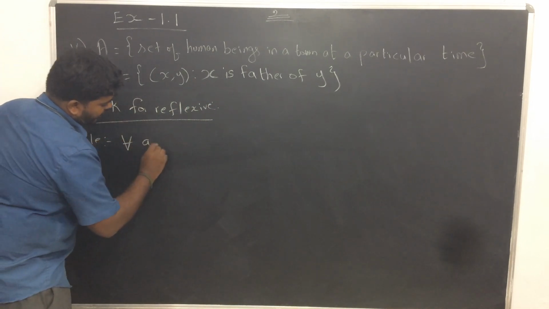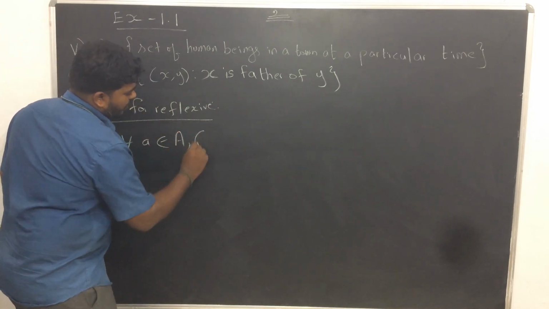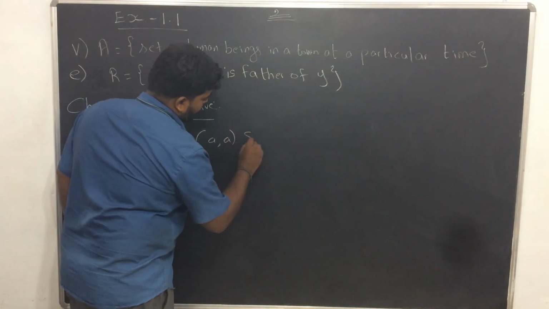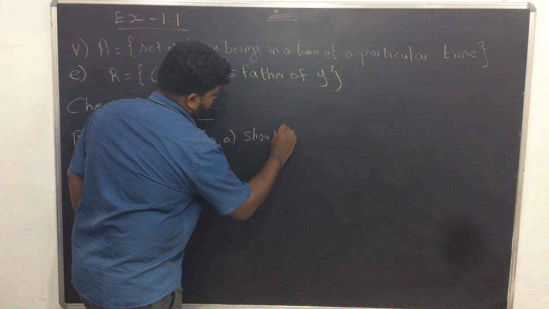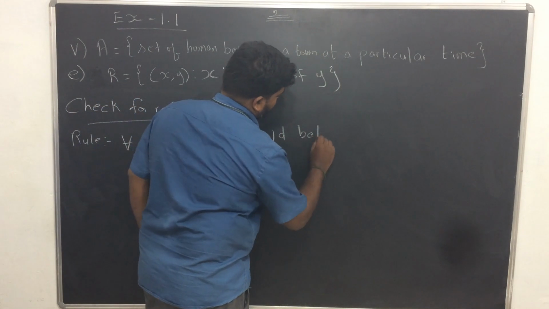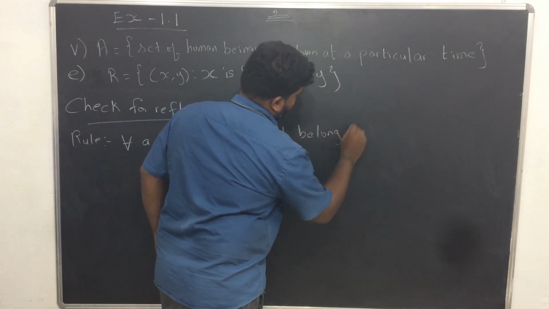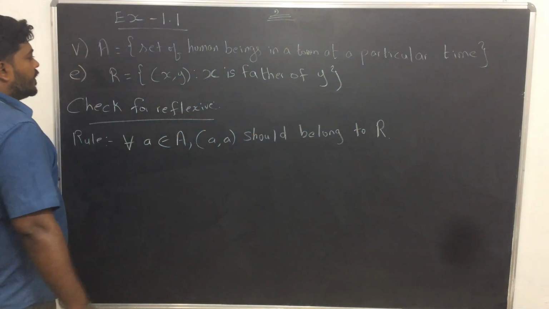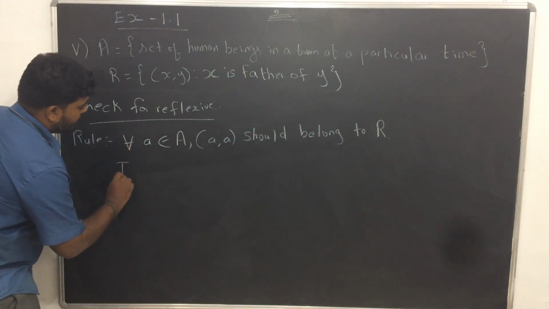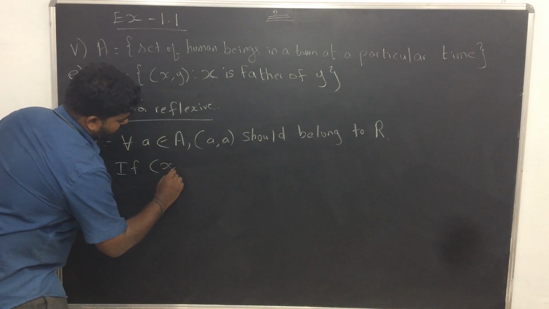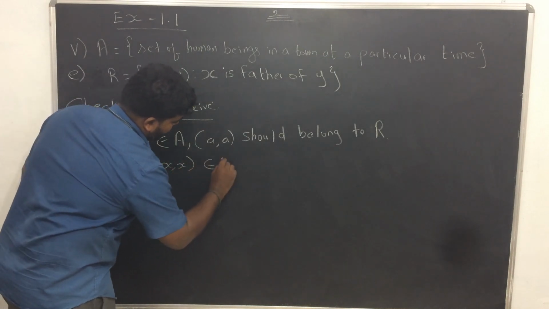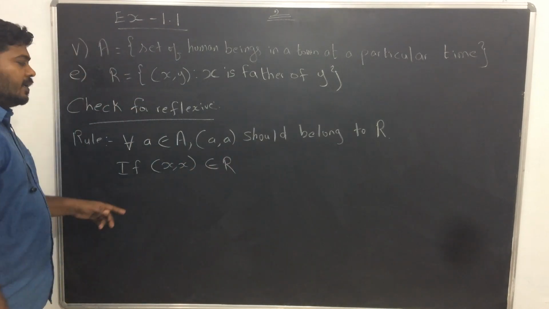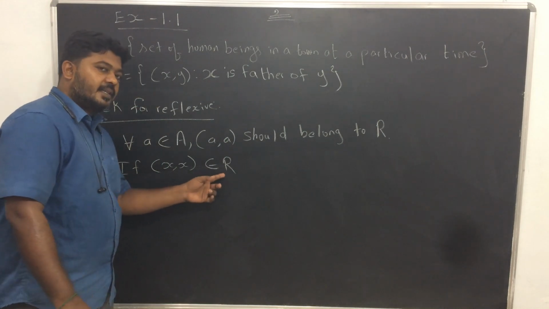For every a belonging to A, the ordered pair of the form (a, a) should belong to R. So this is the rule for any relation to be reflexive. You know this very well. Now, let me say that if (x, x) belongs to R, I am assuming that the ordered pair (x, x) is in the relation.